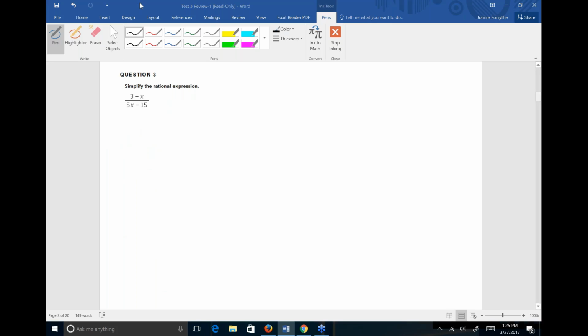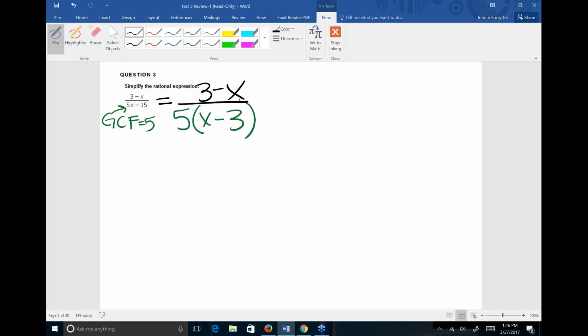Question 3, simplify the rational expression. Let's see what we've got. Right now, we can factor the bottom. Let's factor out a GCF from the bottom, which the GCF of the denominator is 5 here. So we'll factor out 5, and then we're left with x minus 3. And at the top, let's just rewrite what we have, 3 minus x.